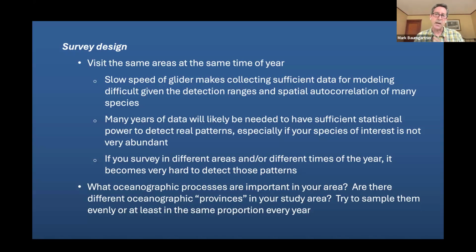The slow speed of gliders makes collecting sufficient data for modeling difficult, given the detection ranges and spatial autocorrelation for many species. Again, I think you'd be surprised at how little data you have after many, many years of collecting data. So many years will likely be needed, and if you survey in different areas at different times, this becomes difficult. Part of this goes back to survey design: what environmental variables, what oceanographic processes are you really interested in, or do you think are driving the distribution of your animal? Design your survey around sampling those oceanographic areas or provinces.